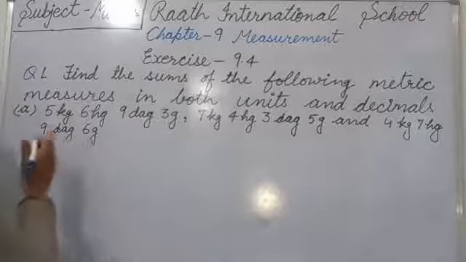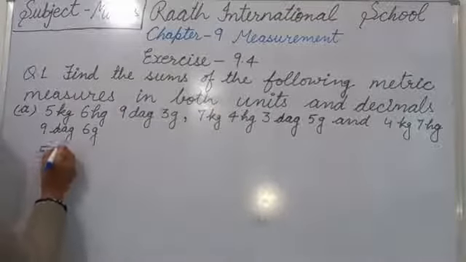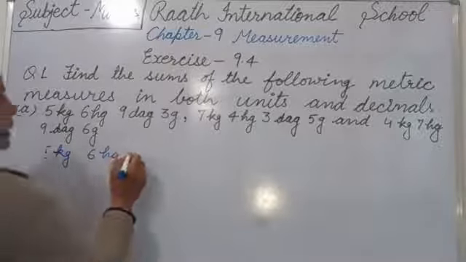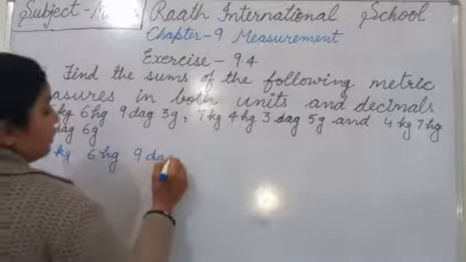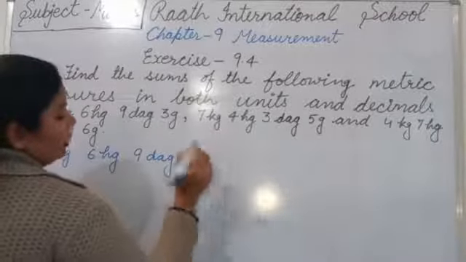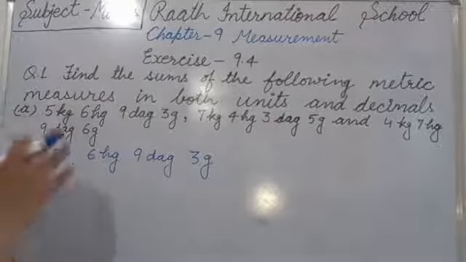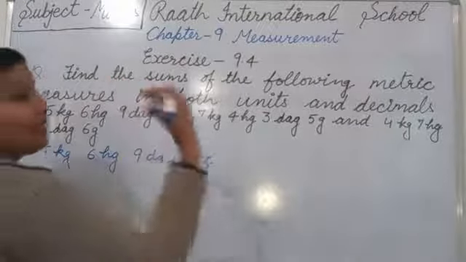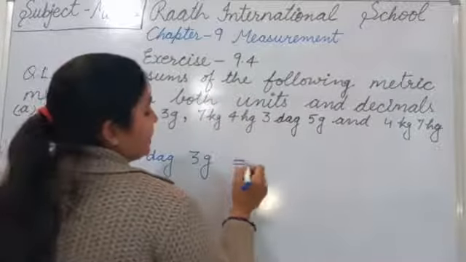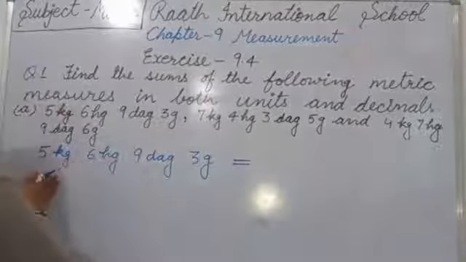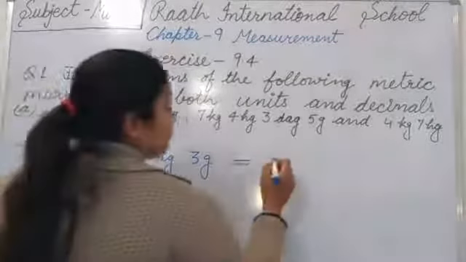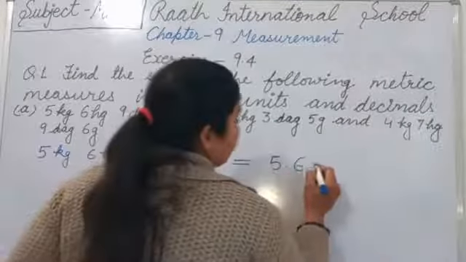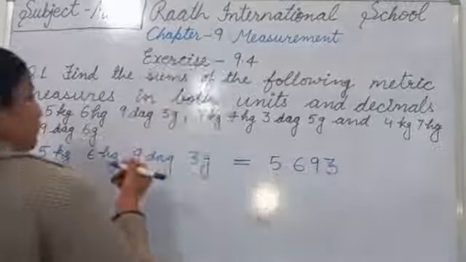So now we write this. There is 5 kg. Then 6 hectogram. This is our solution. Then 9 decagram, 3 gram. Now, in front of this, we should write its decimal form also, because here it is saying that we should give the answer in units also, and in decimal form also. So here we will write its decimal form also. So we will write in kg decimal, so 5 kg, before the decimal we write 5, and now point, there is 693. Now we write here kg.